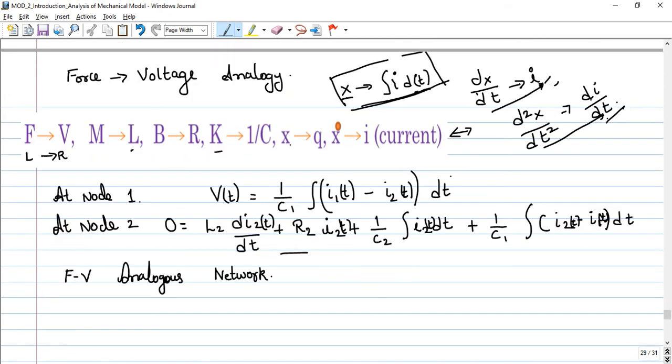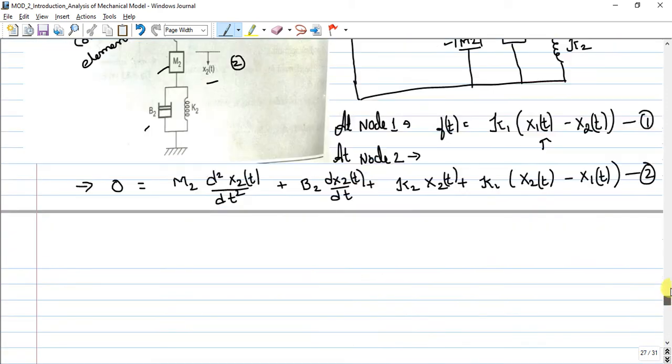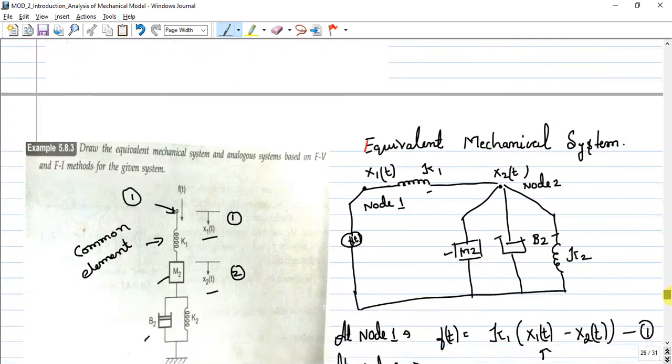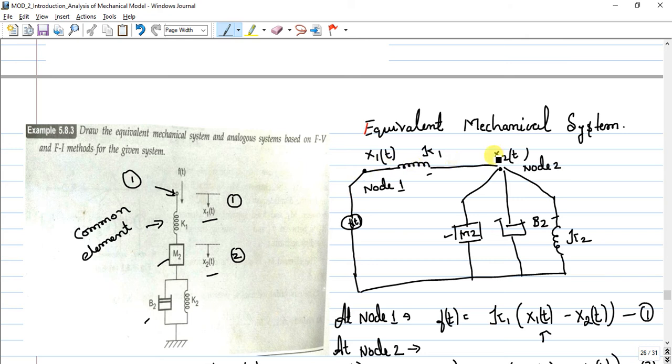So here you can see, let me consider, yeah, so this is my initial network diagram. If I see, in the first displacement, at node 1, I don't have any element which is purely undergoing x1 of t, but I have an element common as k1 in between x1 and x2.